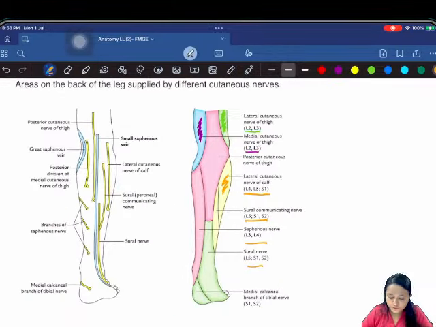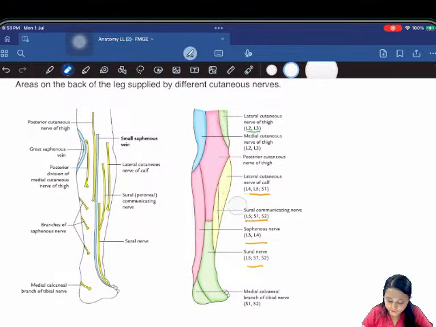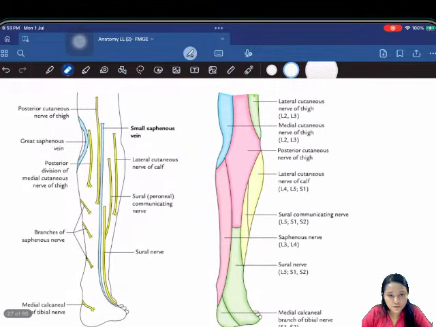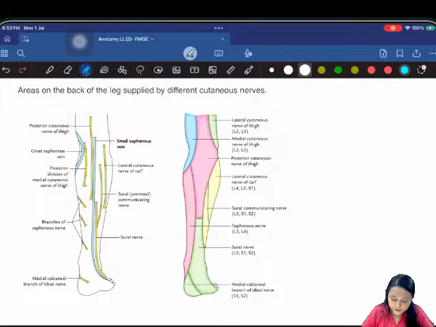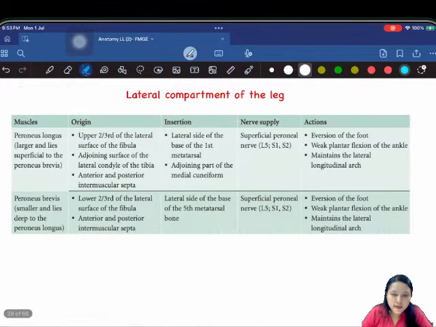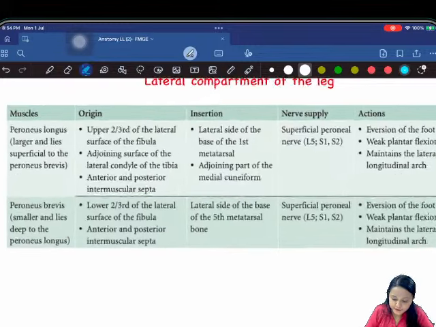The dermatomal divisions I will discuss in the last 2-3 slides. That is important, and this is the cutaneous innervation of the nerve. We'll study the dermatomal innervation in the last 2-3 slides. Let us come to the lateral compartment of the leg. You have only two muscles in the lateral compartment.